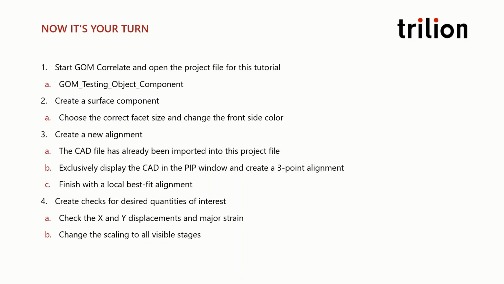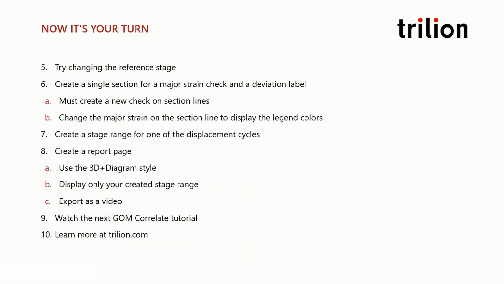Practice changing the legend scaling to all visible stages. Also practice switching the reference stage and viewing the resulting changes. Create a single section at an area of interest and check that section for major strain. You could also create a deviation label on the resulting check. Remember that you have to create a check for the section line for your quantity of interest, even if you have already created that check on the surface component.